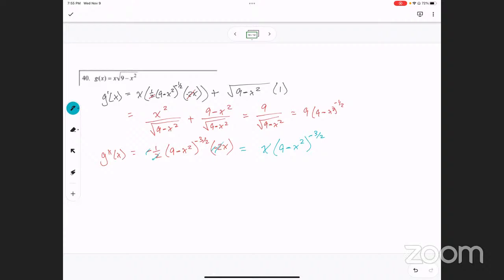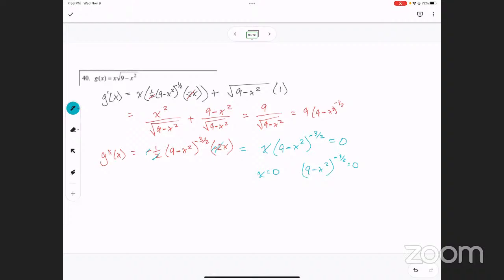Okay, so what are we trying to do for concavity? We're setting this equal to 0. So where does that equal 0? Well, it either means x equals 0 or 9 minus x squared to the negative 3 halves equals 0. And is that even possible?